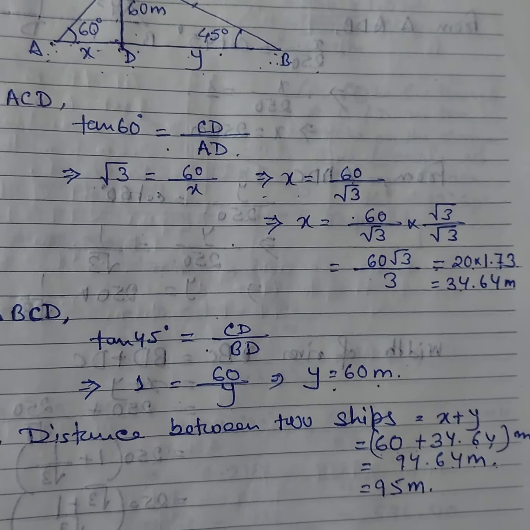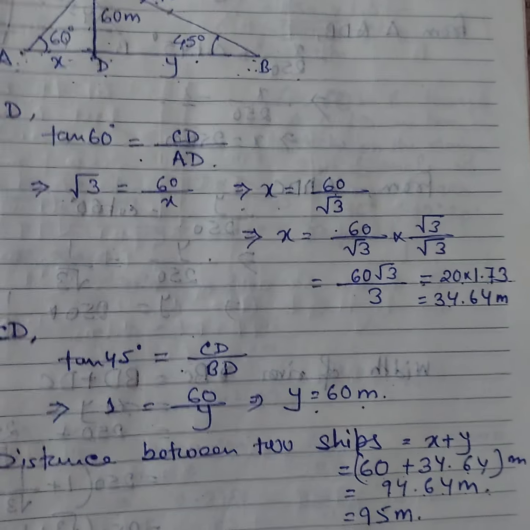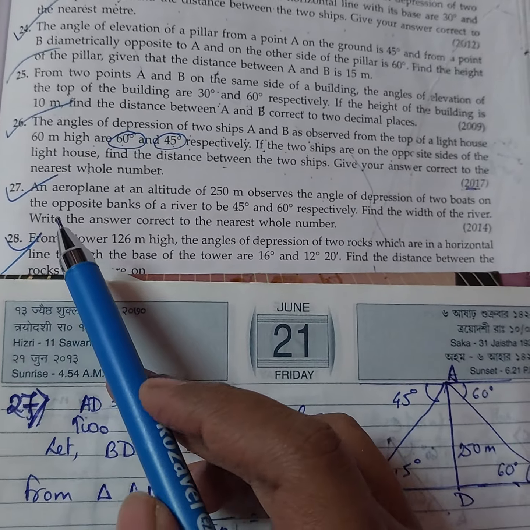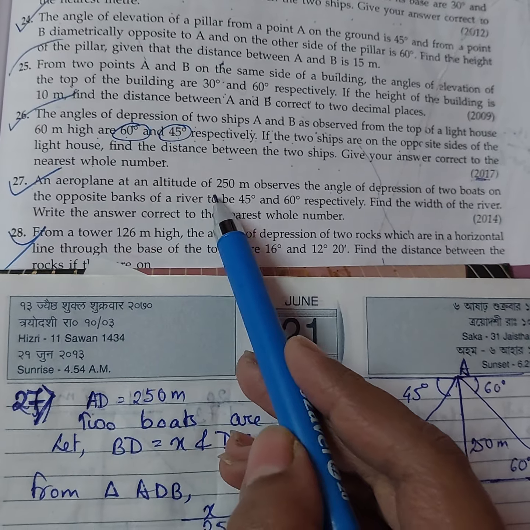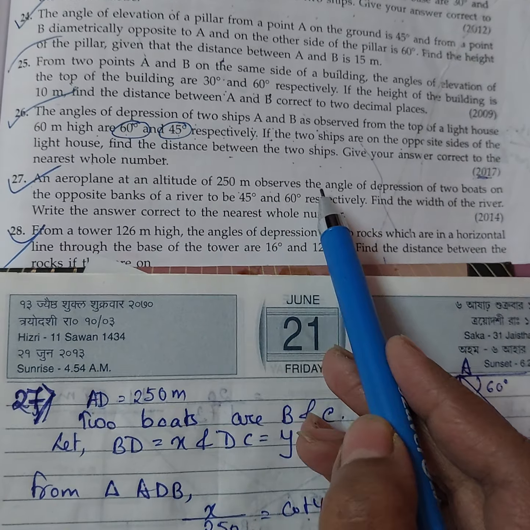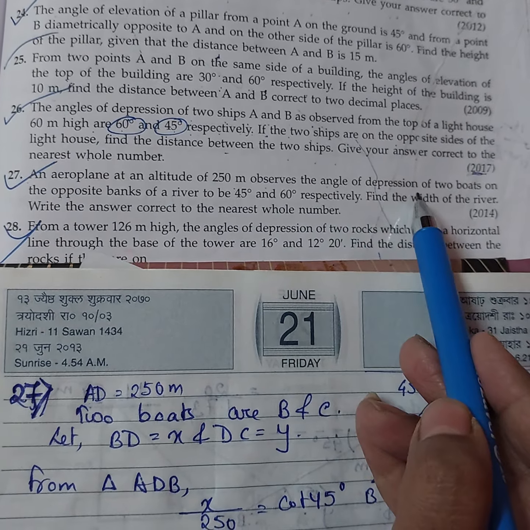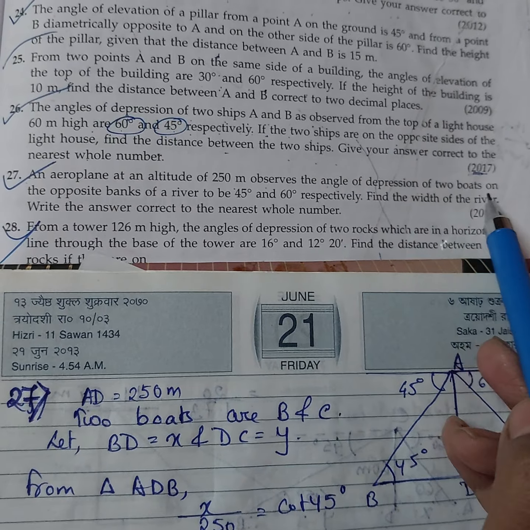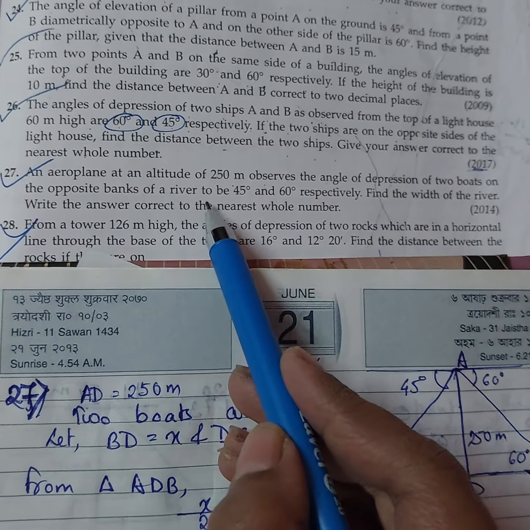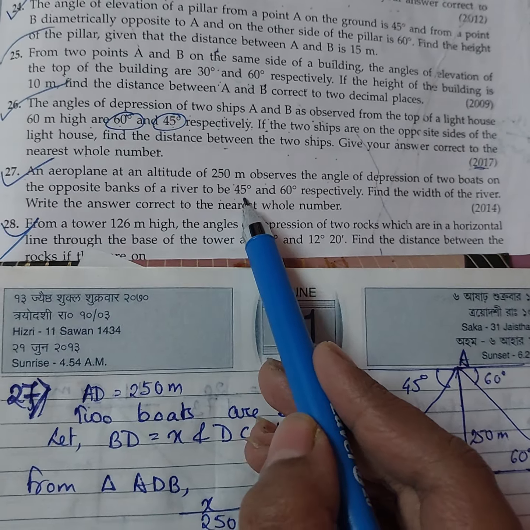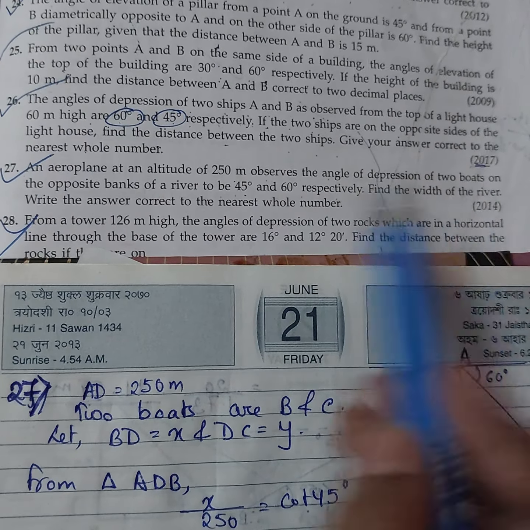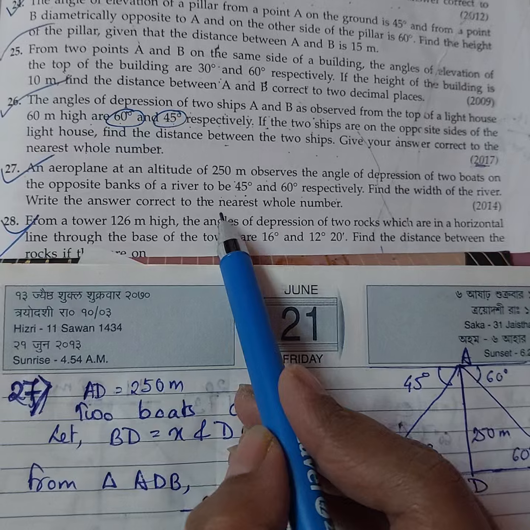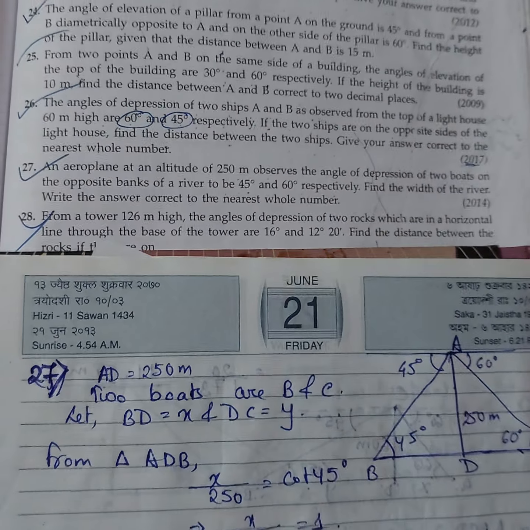Okay, sum number 27. An aeroplane at an altitude of 250 meter observed the angle of depression of two boats on the opposite bank of a river to be 45 degree and 60 degree respectively. Find the width of the river. Write the answer correct up to the nearest whole number.